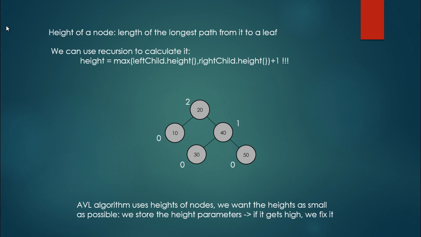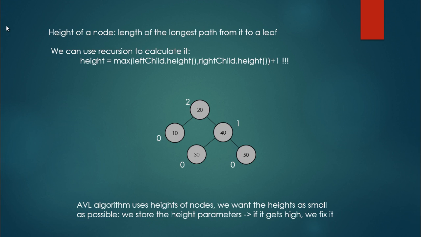What is it? The height of a node is the length of the longest path from the given node to a leaf. And we can use recursion to calculate it, because the height of a given node is the maximum of the height of the left child and the height of the right child, and we increment it by 1. So we get the maximum and we increment it by 1.